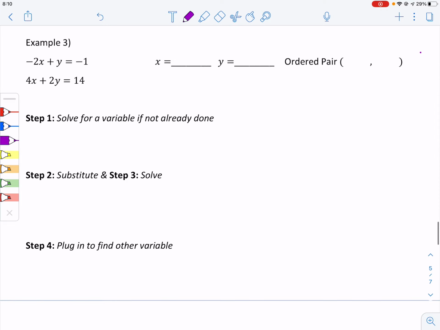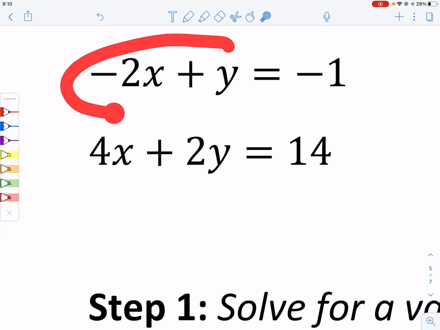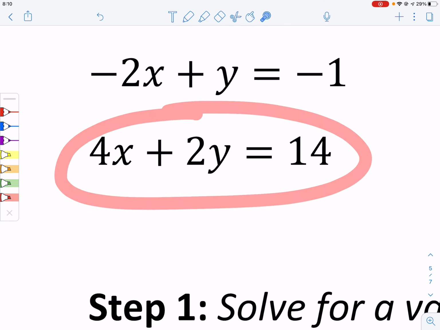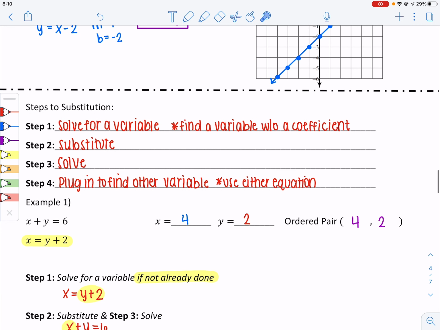All right, I'm going to help you get this one started, and then I'll see if you guys can finish this one up by yourself. Okay, so for example 3, step 1 is to solve for a variable. Well, if you look at these two equations right here, this one does not have a variable by itself. This one also does not have a variable by itself. So my little hint for you that I put right here: find a variable without a coefficient.